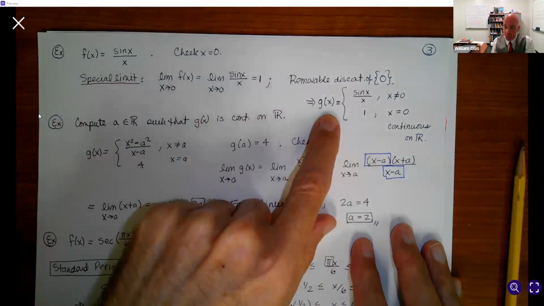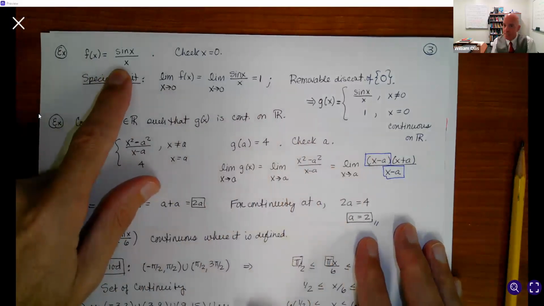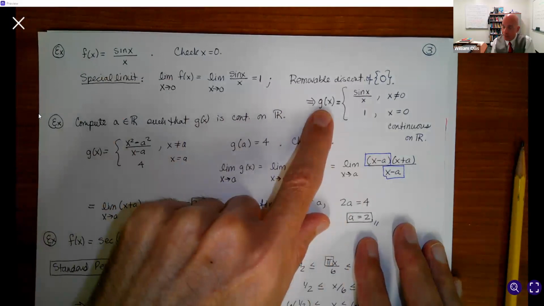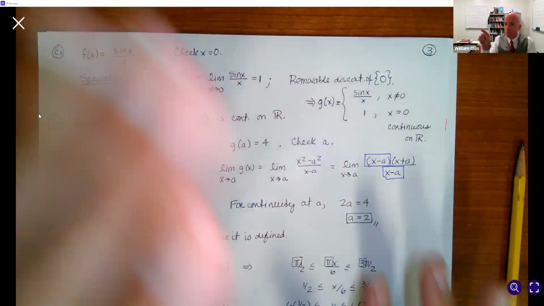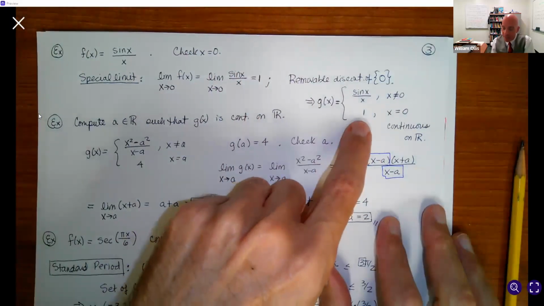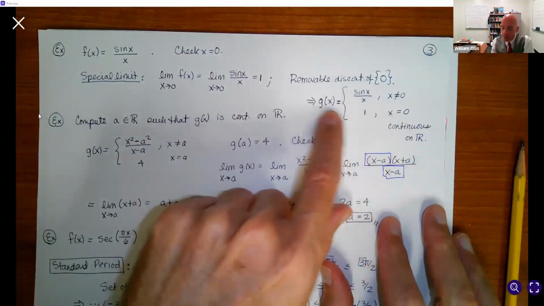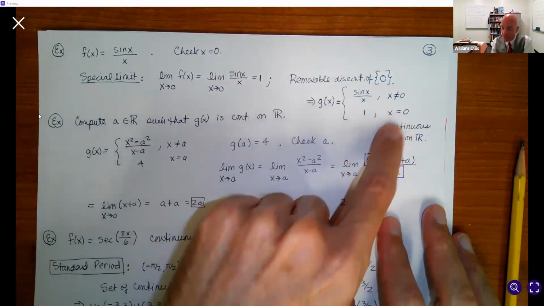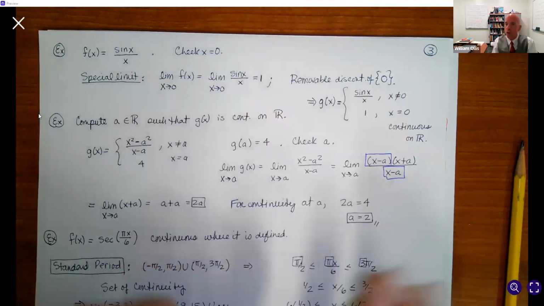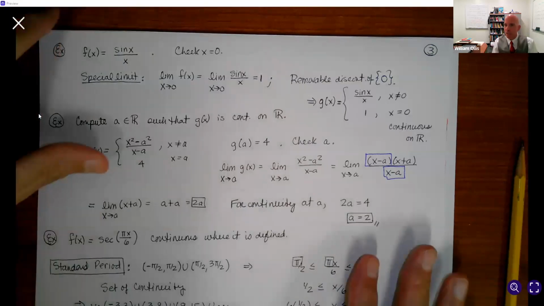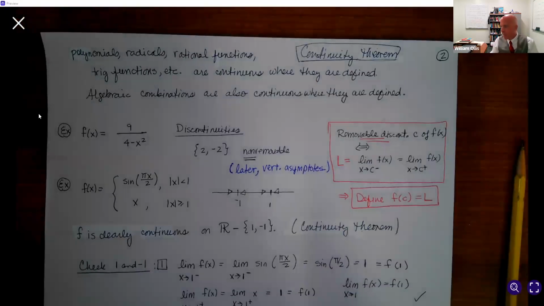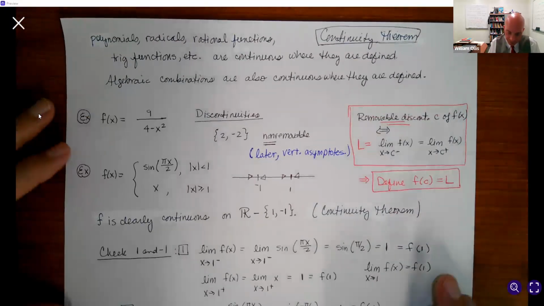So g of x, we would call that the continuous extension of f. So removable discontinuity at 0. We can remove it. We just basically color it in by defining the value of the new function to be 1 at x equals 0. And this would be continuous for all real numbers. So the idea of having a removable discontinuity is actually a good thing. I mean, we don't have a lot of problems with that. So I just wanted to mention that since I wrote this here.